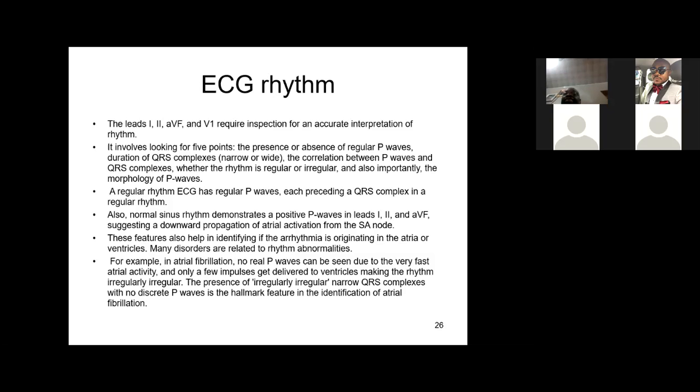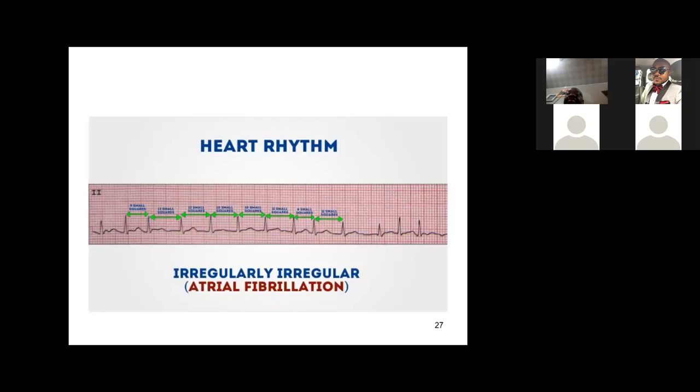For example, in atrial fibrillation, no real P waves can be seen due to the very fast atrial activity, and only a few impulses get to the ventricles, making the rhythm irregularly irregular, meaning that there will be irregularly irregular narrow QRS complexes, and there are no discrete P waves in atrial fibrillation. To give an example, this is an irregularly irregular heart rhythm. That's the atrial fibrillation. You can see that there are no P waves. There's a QRS complex, T wave here, QRS complex, and you can see that the number of boxes is different per wave.